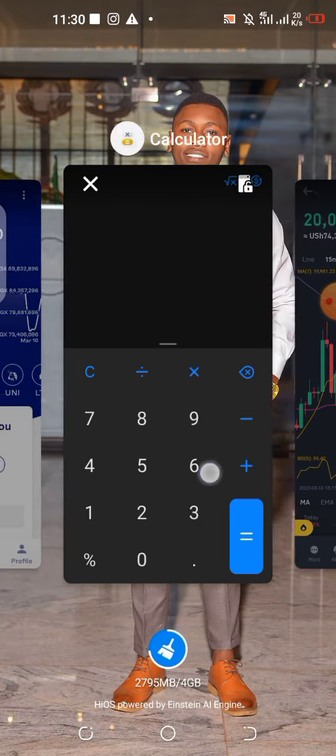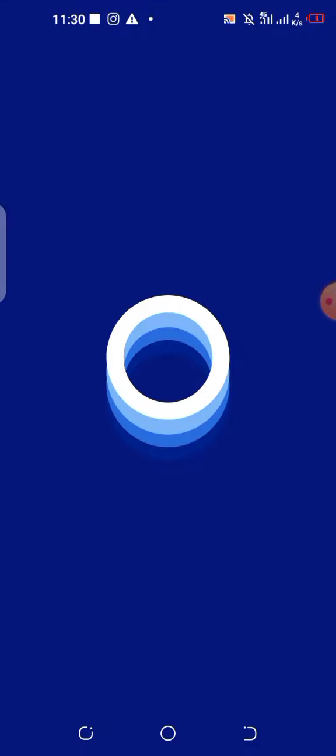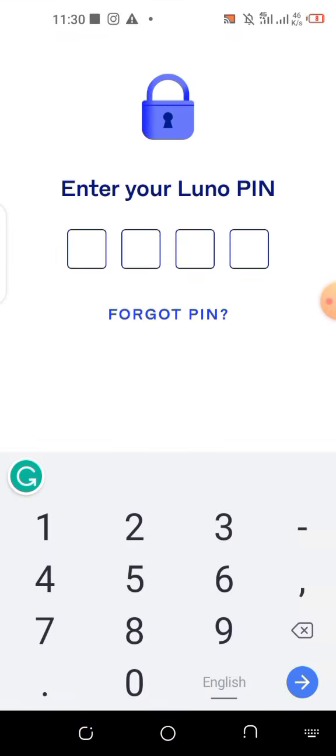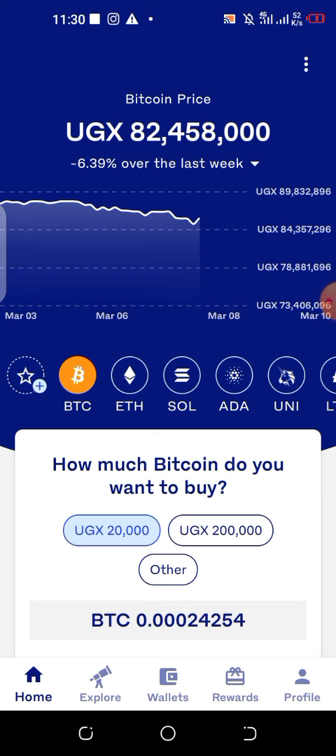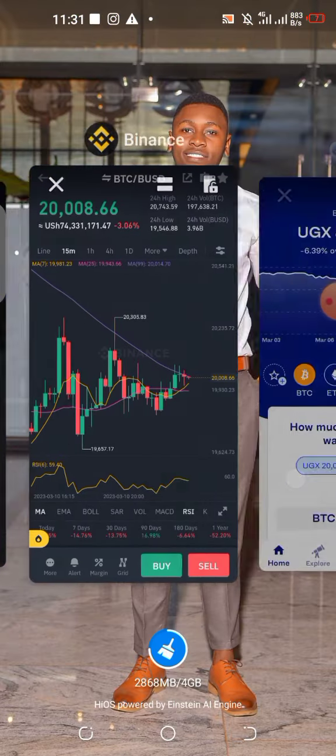When we go to our Luno wallet, let me first put in my pin very fast. When you go to Luno and go to BTC, you find that BTC is at 82 million and above. You understand? That's a huge price difference.